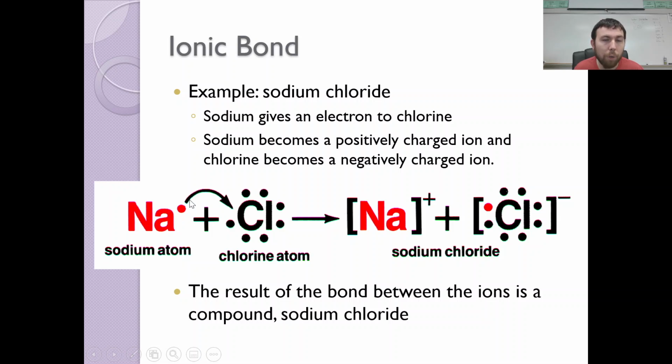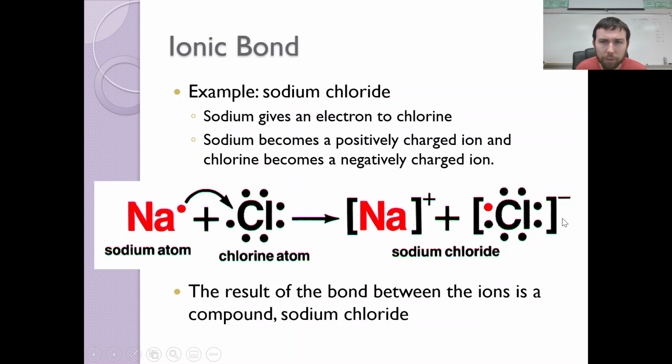Now, as a result, when sodium loses this electron, its number of protons stayed the same. It now has one less electron, so it becomes positively charged, becomes a cation. And then the chlorine, because it gained an electron, its number of protons stayed the same, its number of electrons went up, and so now it's a negatively charged ion, it's an anion.